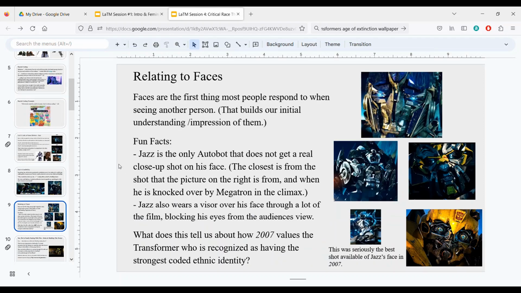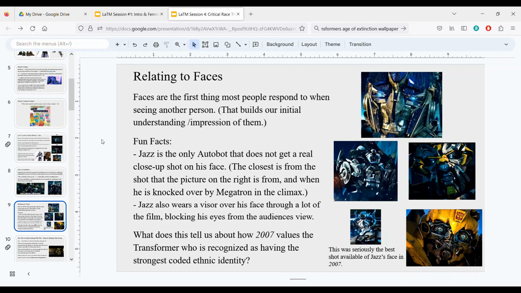And then I also like to bring up this point about Jazz. You want to read the first paragraph there, Tommy? Faces are the first thing people will respond to when seeing another person. That builds our initial understanding and impression of them. And Jazz is the only Autobot that we see that does not get a real close-up shot of his face. The closest I could find is when he gets knocked down during the climax when Megatron fires and it blows him back.